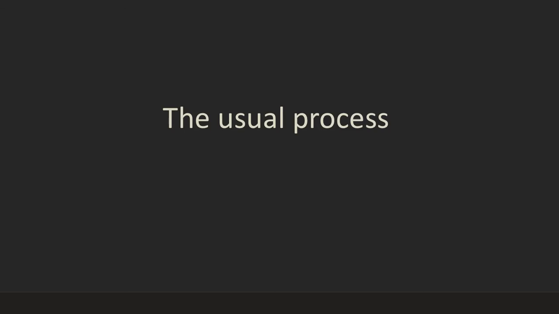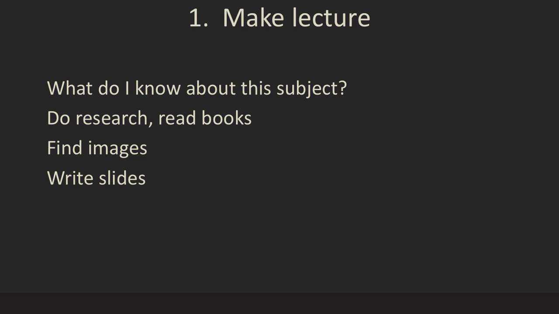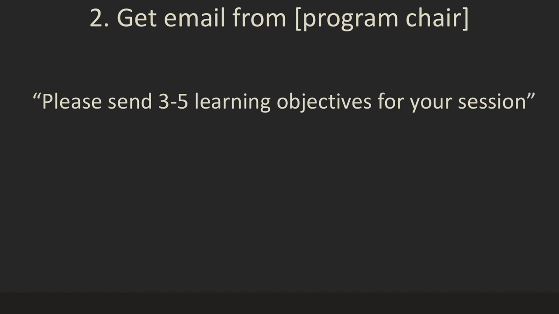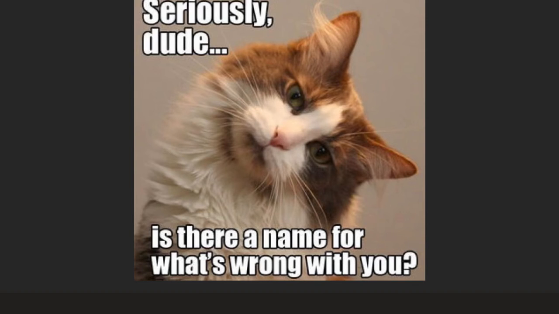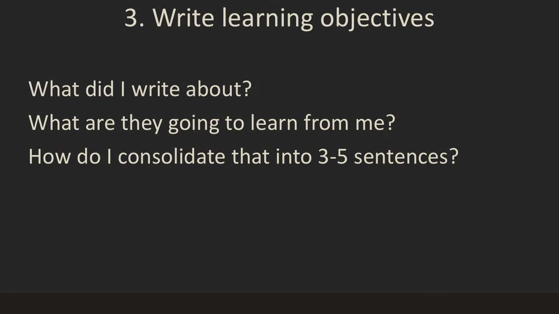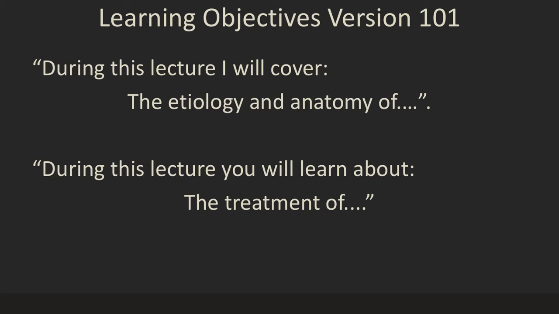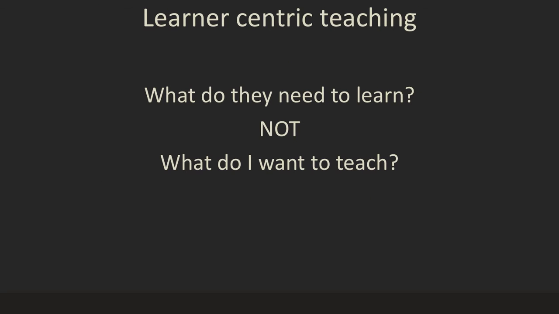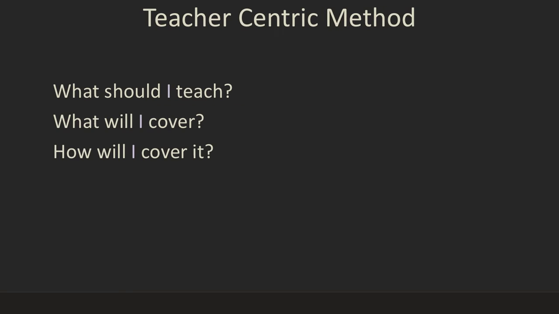So what's the usual process that happens when we write learning objectives? We start by making our lecture, and then we get one of these emails. Really? At that point, you then write your learning objectives by some kind of a process like this. And these are typical examples of the type of learning objectives that you end up with if you do a process in that order. But this process needs to be flipped. It needs to be, what do they need to learn, not what do I want to teach.